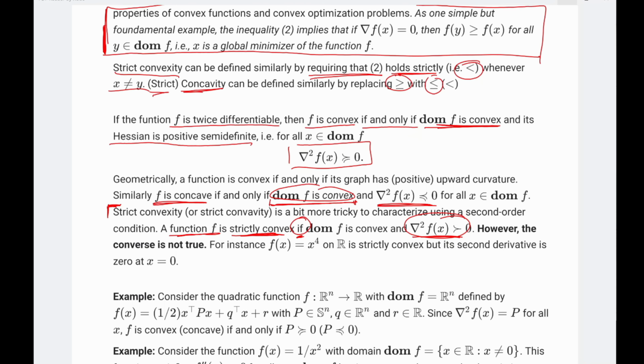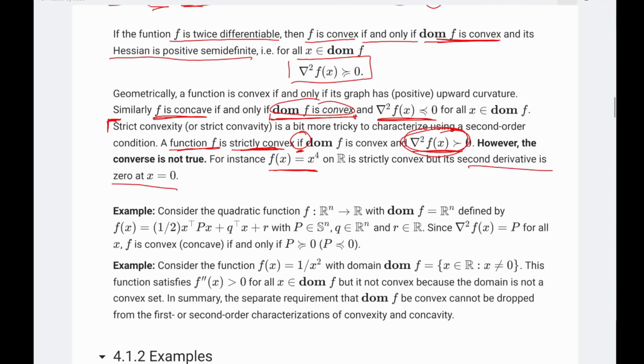For instance, we can look at the famous example f of x equal to x to the power 4. This function is strictly convex. We could check it with the Jensen inequality, or with the first order Taylor approximation. But if we compute the second derivative at 0, we get 0, and that shows that the Hessian is not positive definite, but just positive semi-definite.